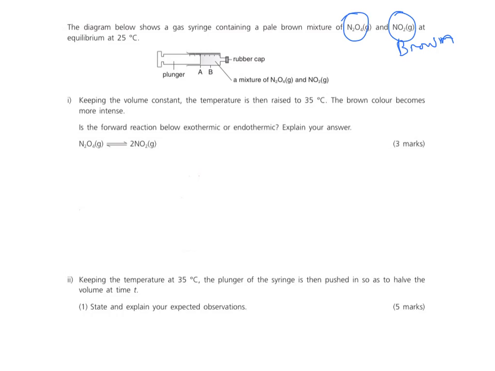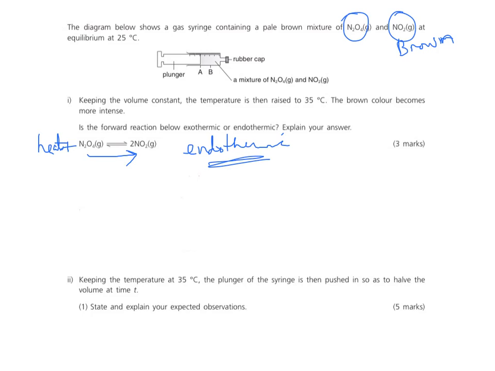If the brown color is becoming more intense, then our equilibrium is shifting forwards. If it's shifting forwards because of increasing temperature, heat must have been on the left side, and that means this reaction was endothermic.